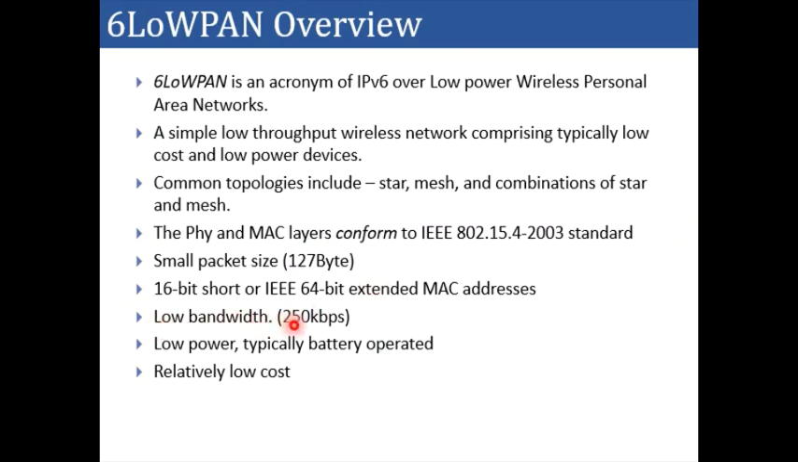The bandwidth is low, typically in the range of 250 kbps if we are using 2.4 GHz channel. It is low power or typically battery operated network. The 6-LoWPAN is relatively low cost network.